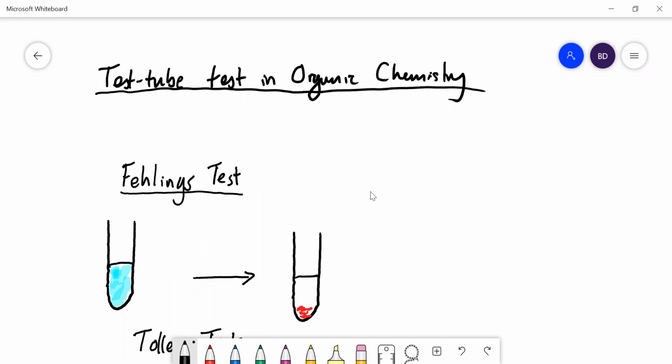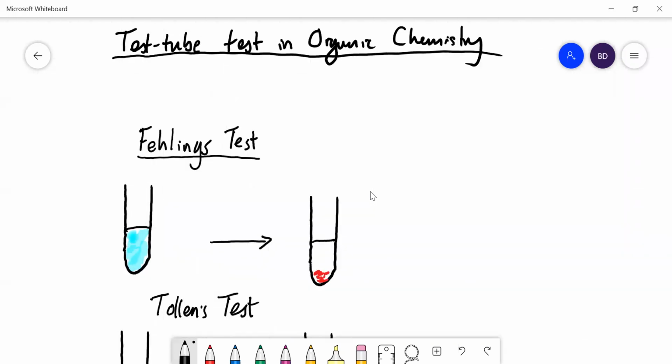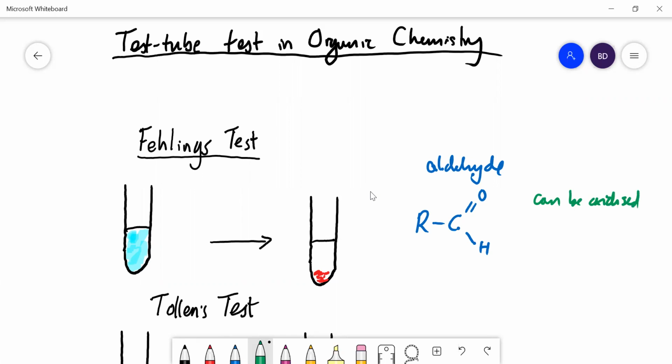Okay, so Fehling's test. This is a test for an aldehyde. Only aldehydes, so you have the aldehyde functional group, of course. And how does it work? It's because aldehydes can be oxidized to carboxylic acids, and that means that if they can be oxidized, aldehydes are reducing agents.